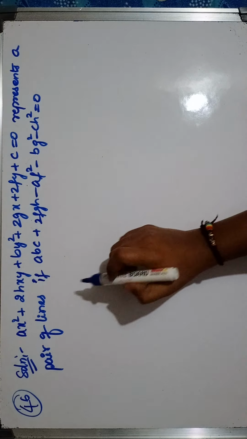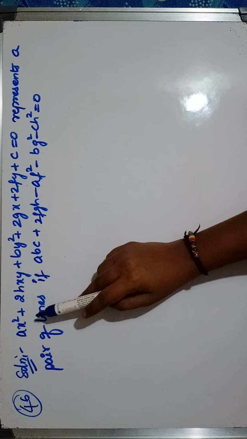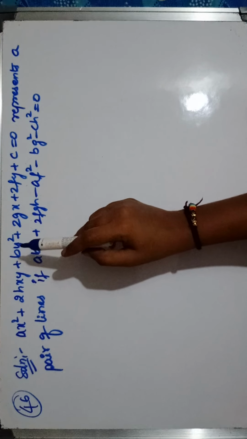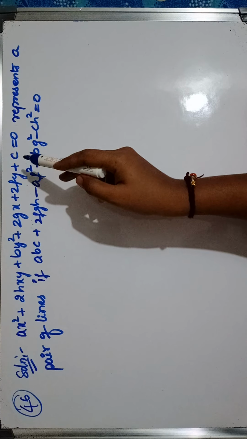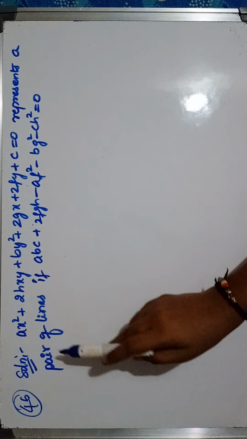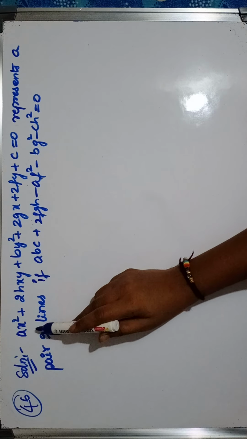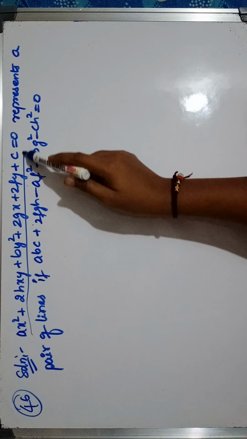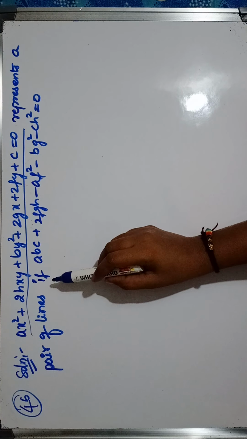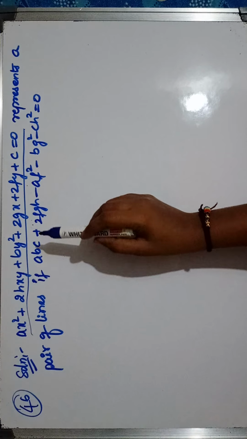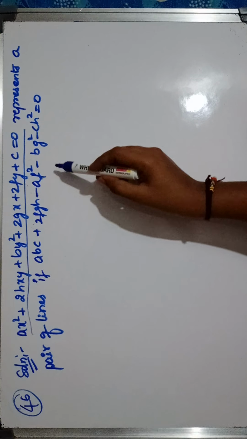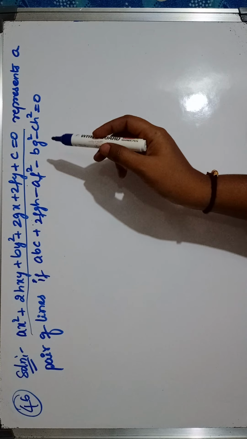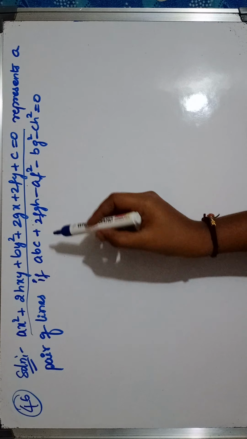So just go through the note. ax square plus 2hxy plus by square plus 2gx plus 2fy plus c equal to 0 represents a pair of lines. And for it to represent a pair of lines, the condition is abc plus 2fgh minus af square minus bg square minus ch square equal to 0.